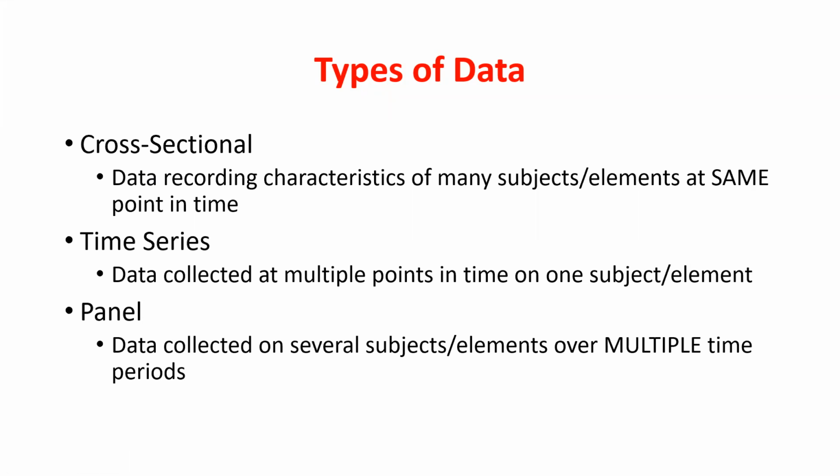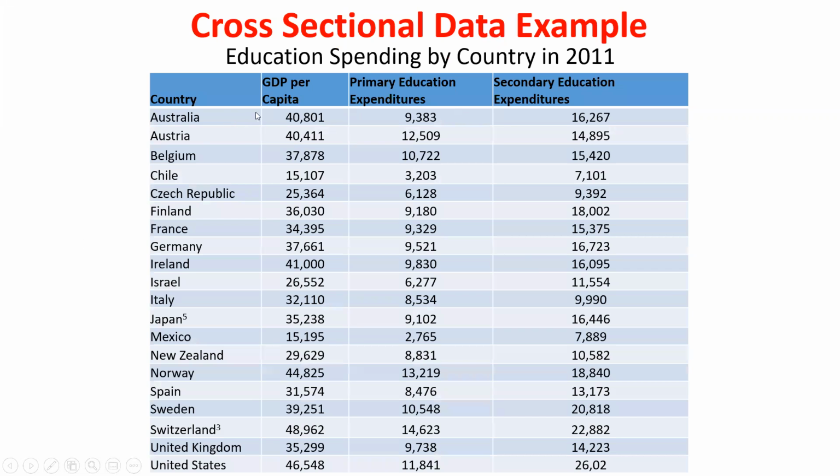Okay? So if we want to think about visually what some examples look like, I think this is the one I mentioned. For cross-sectional, we have one point in time, 2011, and we have every country's GDP and education expenditures, right? So this is multiple subjects, one point in time. That's our cross-sectional data, okay?